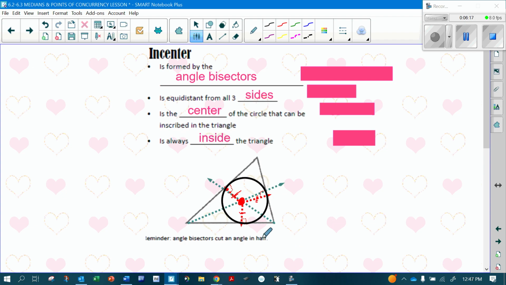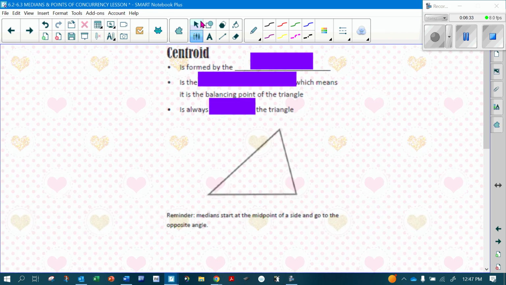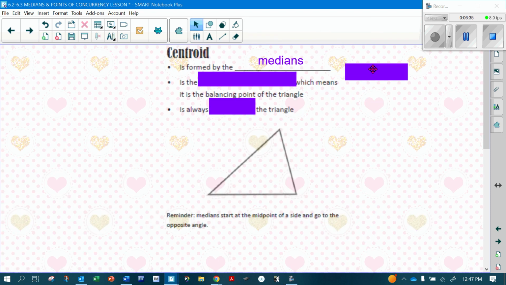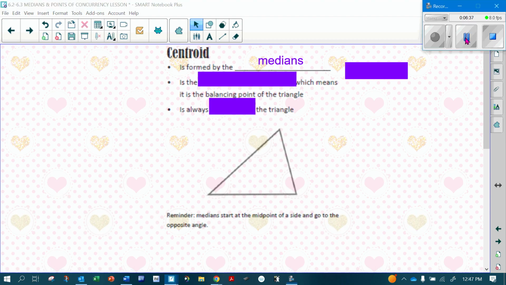Okay, so reminder, angle bisectors, they cut the angle in half. So you're kind of looking at these tick marks here where things are cut in half. And obviously there's a third one, but it's automatically going to go through here. All right, next we have a centroid. The centroid is formed by your medians.